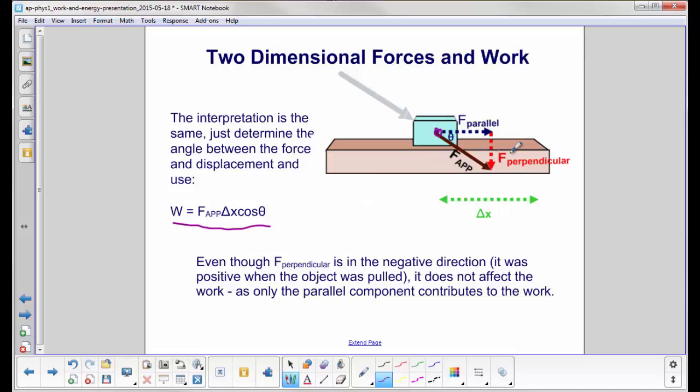Here's theta, and the perpendicular force still doesn't contribute because it's not in the direction of the movement. Only the parallel component contributes to the work.